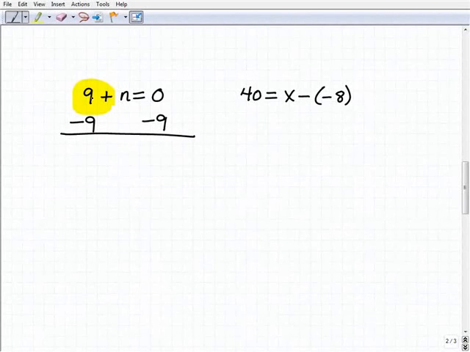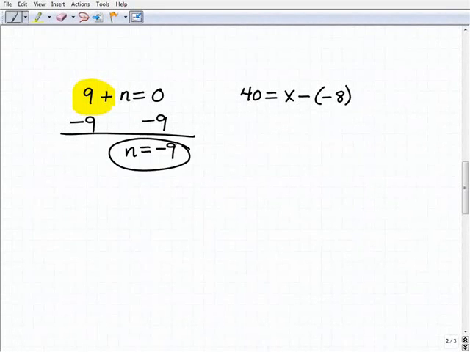Right, so now when I add down, the 9's go away on the left-hand side. 9 plus a negative 9 is 0. n plus nothing is n. And 0 plus negative 9 is negative 9. So there's our solution. All right, so how about our next problem here?